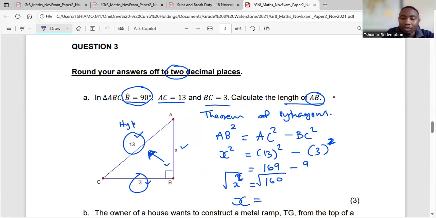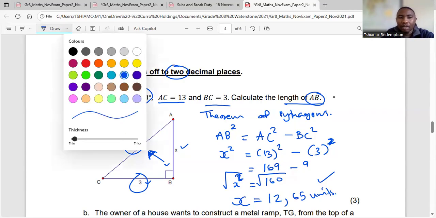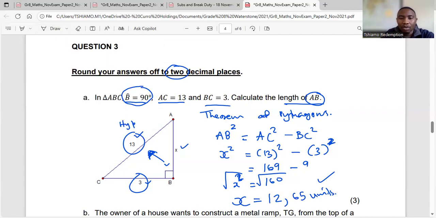What is the square root of 160? Press it on the calculator. You get 12.65. So units. So that will be your answer for this. I hope you get it and check it. They wanted 2 decimal places, so that's 12.65. Okay, moving along.